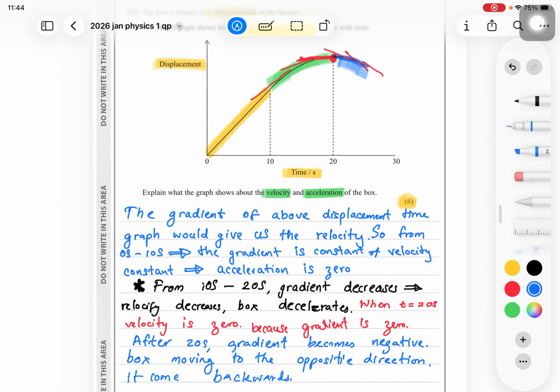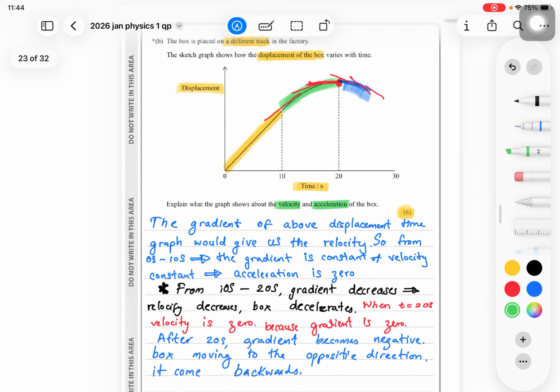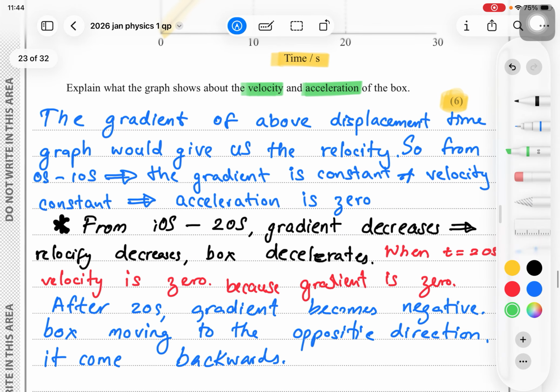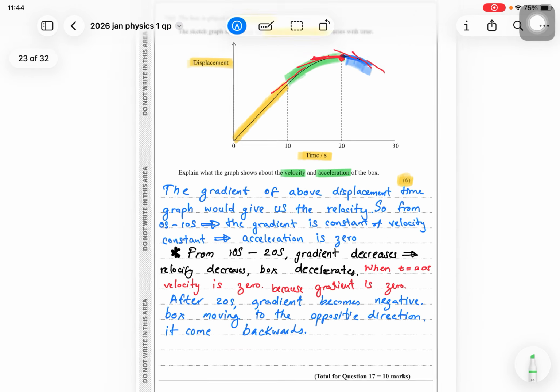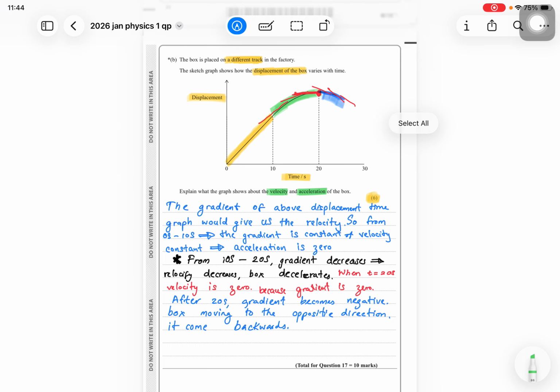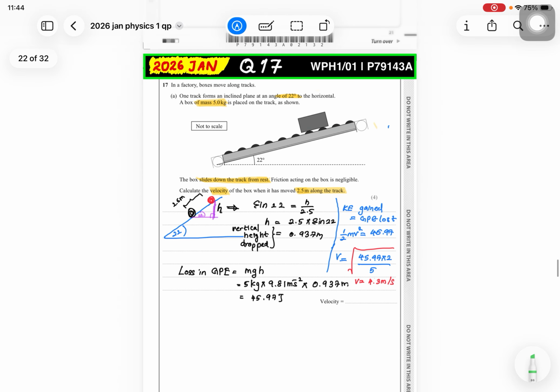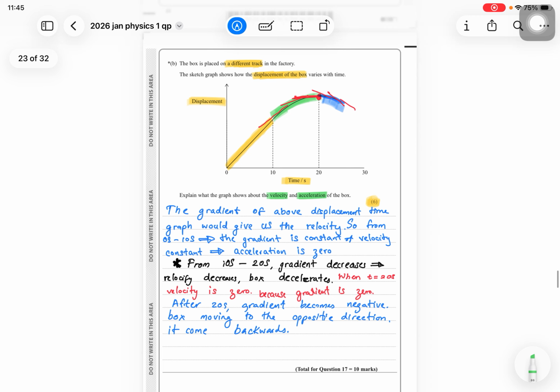If I tell you point by point, the blue description has 2 marks, this one is 1 more mark, the red one is 1 more mark, and the last one gives you another mark. The combination of all 6 points will give you all the marks. So this is how it is done. If I quickly recap the entire question 17, the first one was energy conservation laws. The next one was explanation of a graph. Thank you.